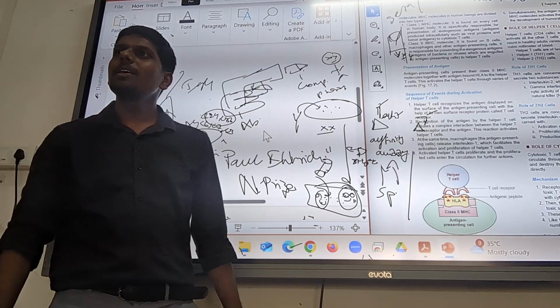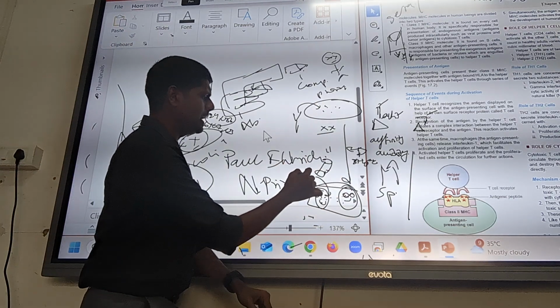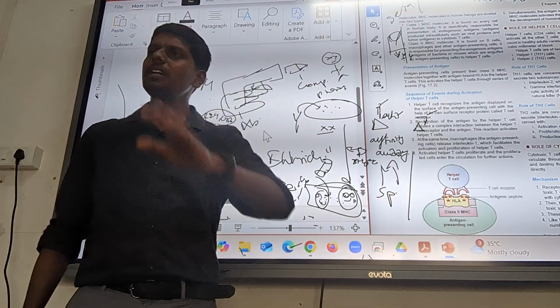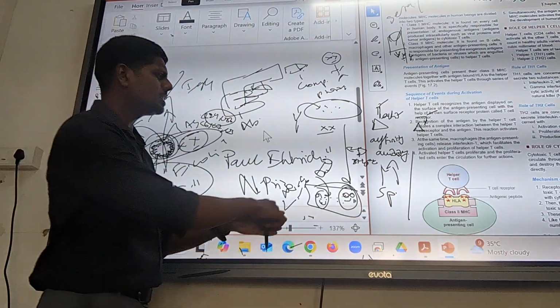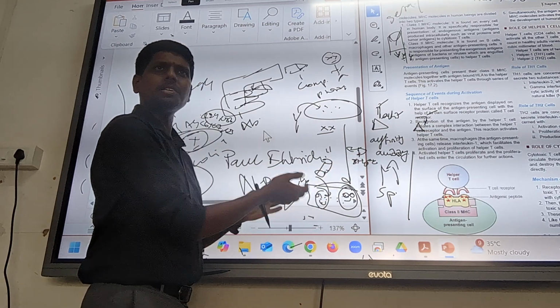Why? Why the same antibody? Then he immediately went for checking the antibodies, and antibodies are present. Antibodies didn't denature. But why? After slightly heating the serum, why didn't my antibodies work?